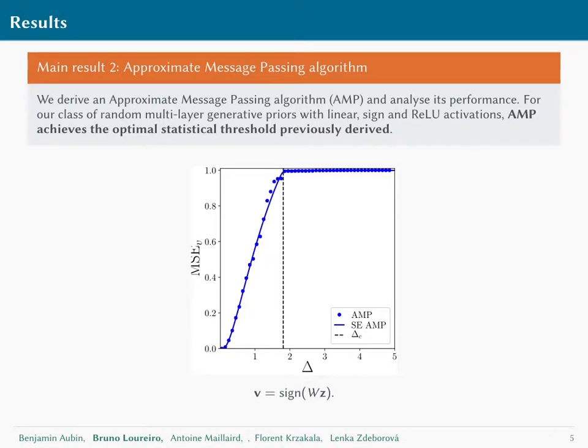We also derive an approximate message passing algorithm to estimate the spike from Y. We show that the performance of our AMP algorithm can be tracked exactly in the high-dimensional limit. In particular, for the most common architectures, with activation functions that are linear, ReLU or sine, the AMP performance coincides with the optimal performance of the Bayesian estimator previously discussed. In other words, different from sparse PCA, there is no algorithmic-to-statistical gap for the studied architectures.